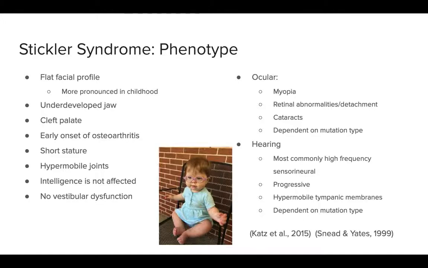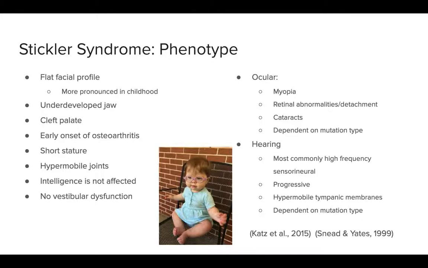So other presentations of Stickler syndrome include an underdeveloped jaw, and sometimes the presence of cleft palate has been reported. Other aspects of Stickler include early onset of osteoarthritis, short stature, and hypermobile joints. For ocular abnormalities, these are predominantly in COL2A1 and COL11A1. These types of mutations can have myopia, which is nearsightedness, retinal abnormalities such as detachment, and cataracts.